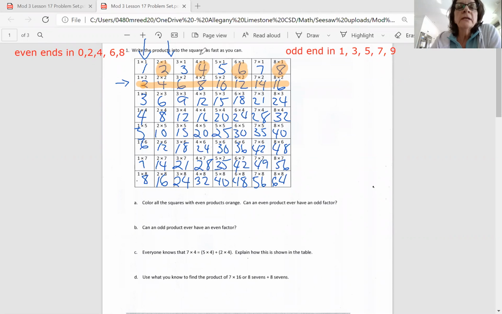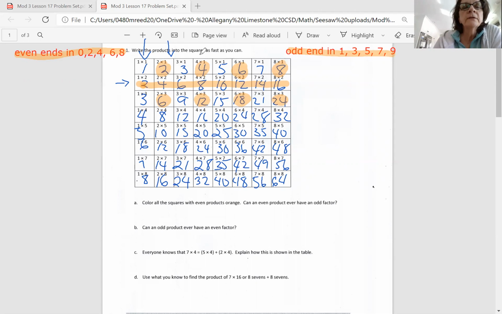Our next row, we have 3, 6, 9, 12, 15, 18, 21, 24. The only ones there that are even are 6, can be split into 3 and 3. 12 can be split into 6 and 6. 18 can be split into 9 and 9, and 24 can be split into 12 and 12. You also see that 12 ends in a 2, 18 ends in an 8, 24 ends in a 4. And remember, here's what we want to remember about how our odd and even numbers end, okay?